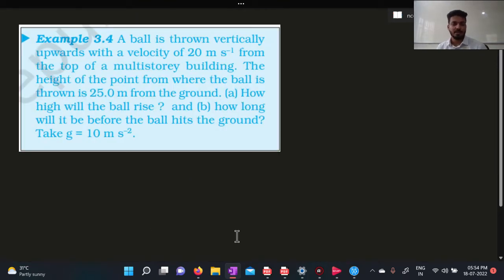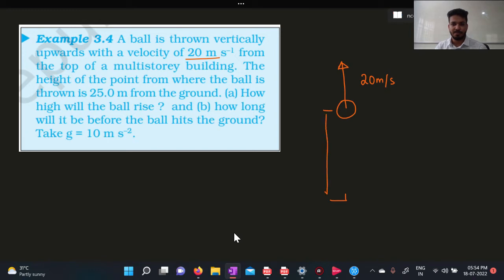Let's do this next question. In this question, it's given that a ball is thrown upwards with a velocity of 20 meter per second. That is given in the first statement. A ball is thrown vertically upwards with 20 meter per second, and it is not just thrown from the ground. This ball is already at a height of 25 meters from the ground.